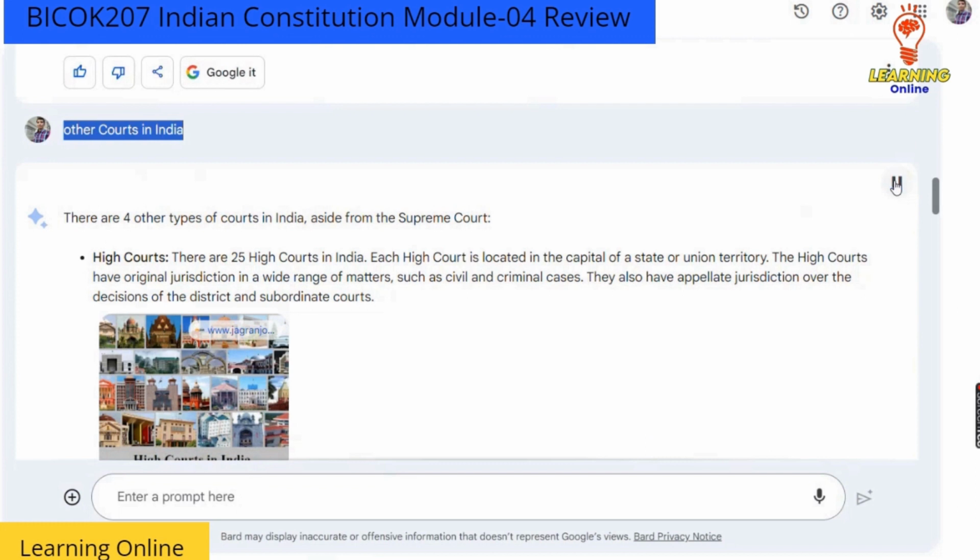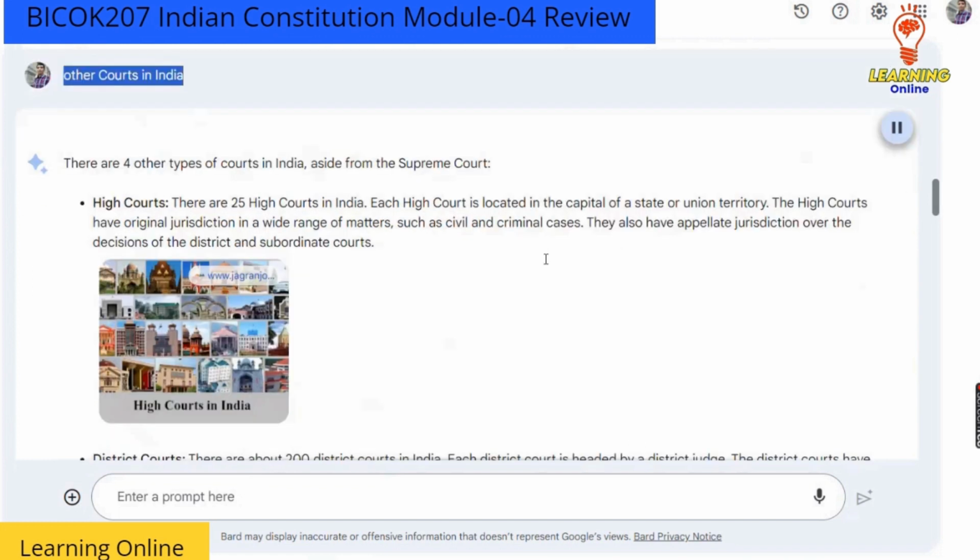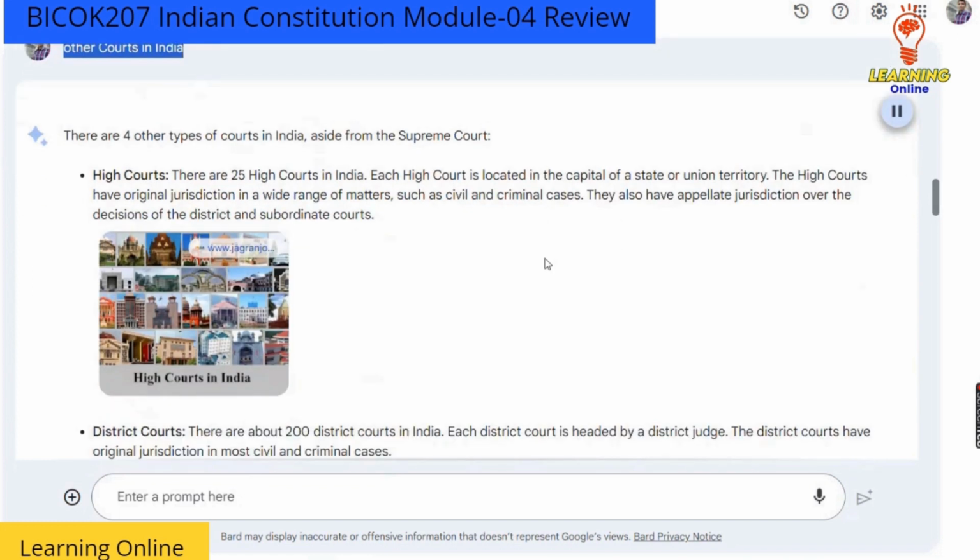There are 4 other types of courts in India. Aside from the Supreme Court, High Courts: there are 25 High Courts in India. Each High Court is located in the capital of a state or union territory. The High Courts have original jurisdiction in a wide range of matters, such as civil and criminal cases. They also have appellate jurisdiction over the decisions of the district and subordinate courts. Image of High Courts in India.